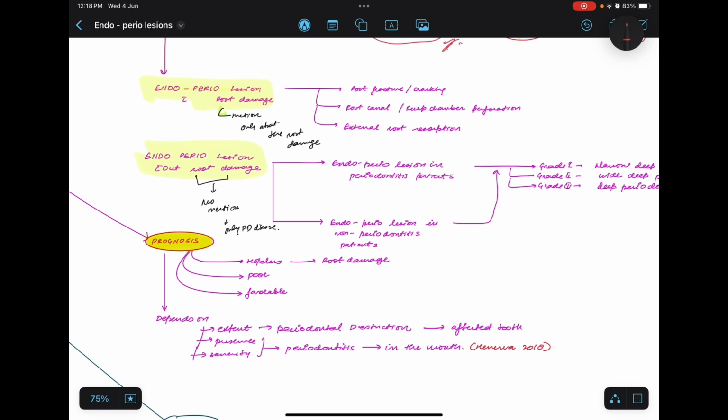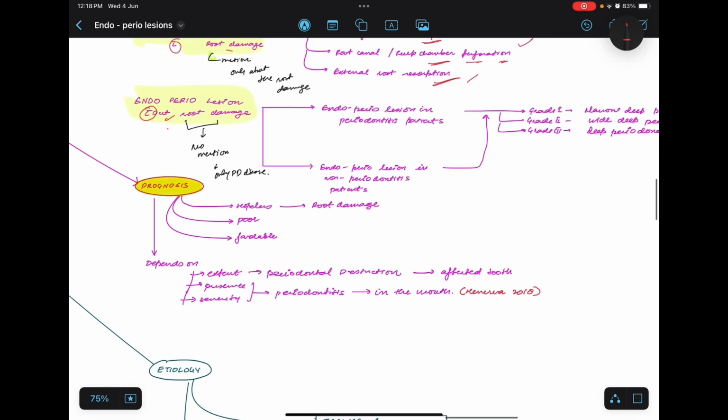Now coming to the classification, so endo-perio lesion. Here in endo-perio lesion, they put it into 2 categories, that is with root damage and without root damage. Now with root damage could be of basically 3 types that we see. Either it could be fracture or cracking, root canal or chamber perforation, maybe while performing an RCT, or external root resorption. Now there could be n number of other root pathologies. These are a few of them which have been listed here. Then coming to the other one, that is endo-perio lesion without root damage. Now it could be again of 2 types, endo-perio lesion in periodontitis patients or endo-perio lesion in non-periodontitis patients.